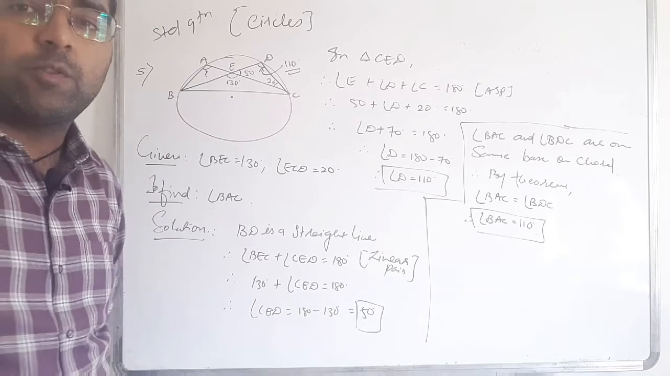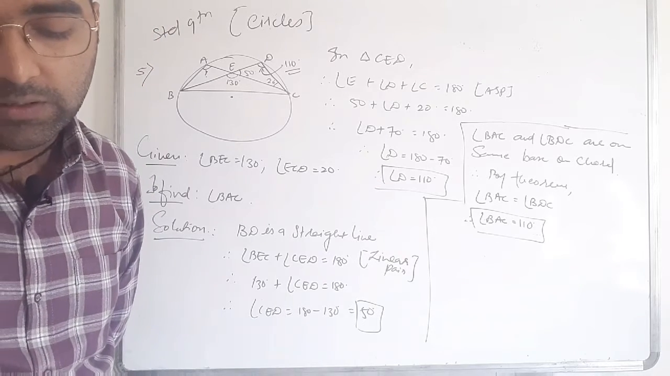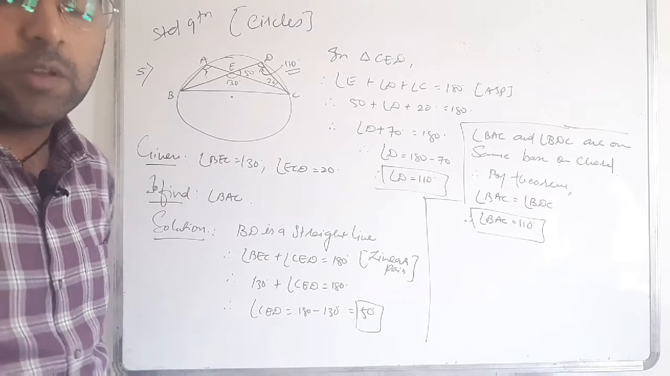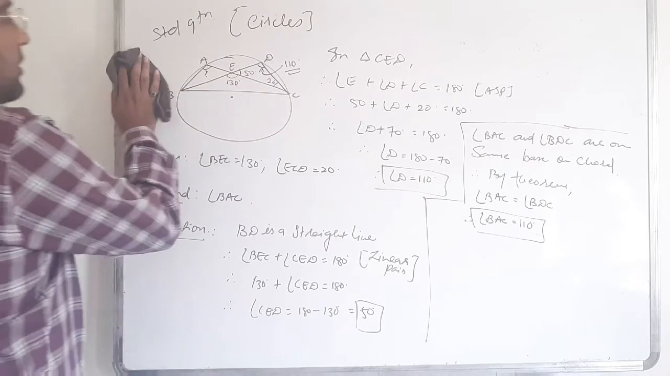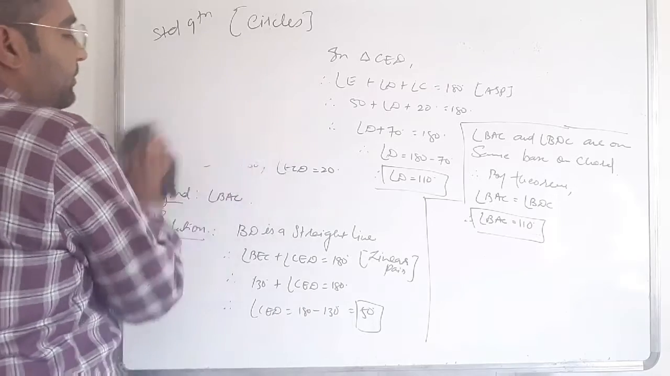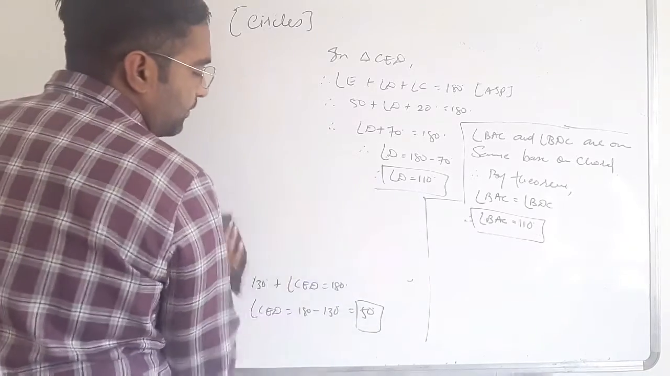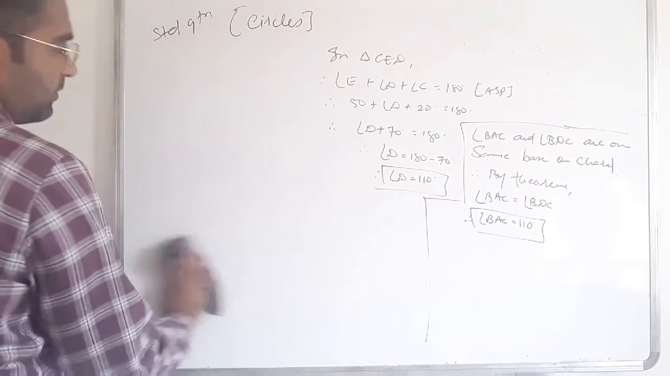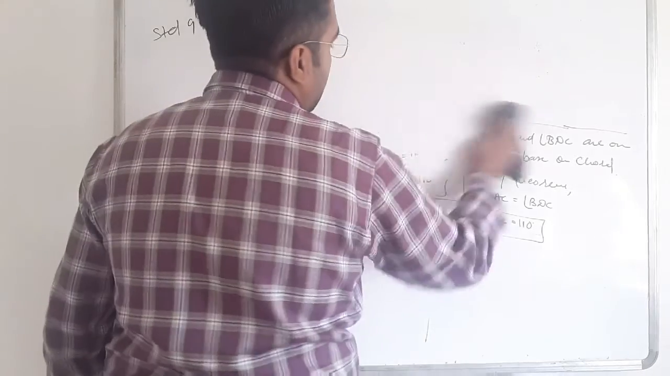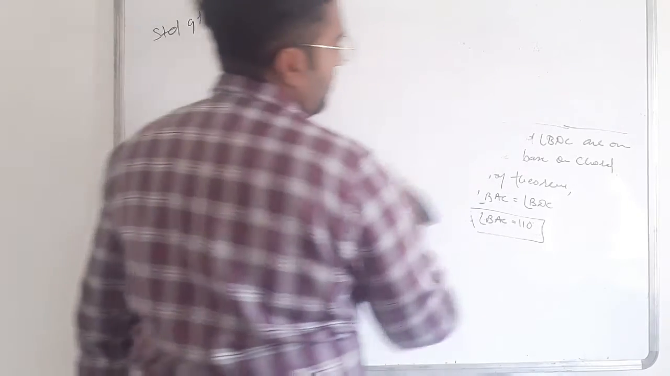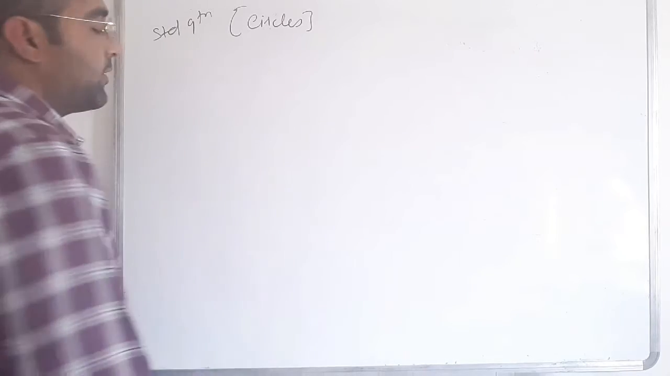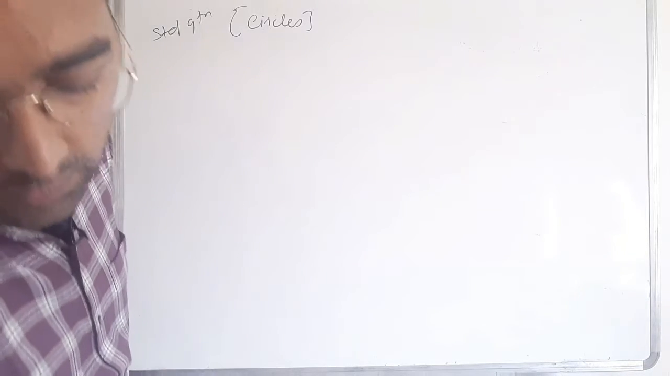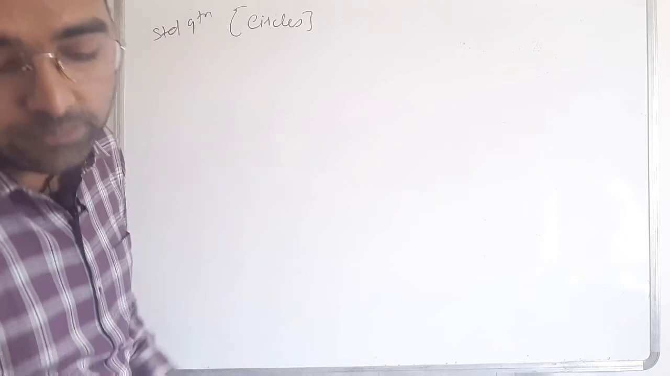So let's start to move for the next question. Done? Okay, so now question number 6. We are moving on to question number 6, which is also the same kind of question. But this time the figure is not given.